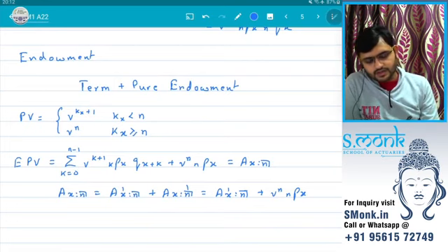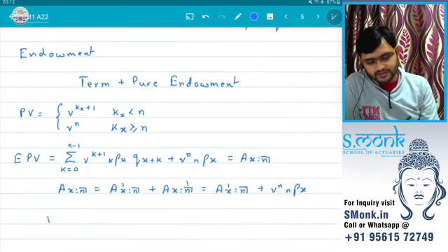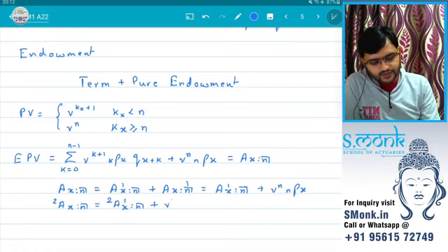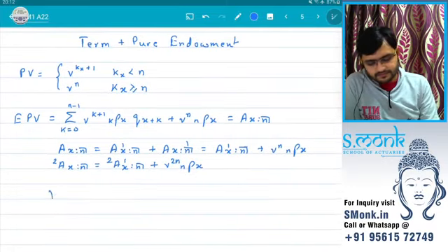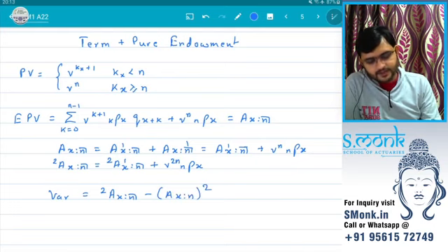Then variance. First of all, if I want 2Ax n, we know it would be 2Ax dash n plus v raised to 2n npx. Variance will just be 2Ax n minus Ax n whole square.